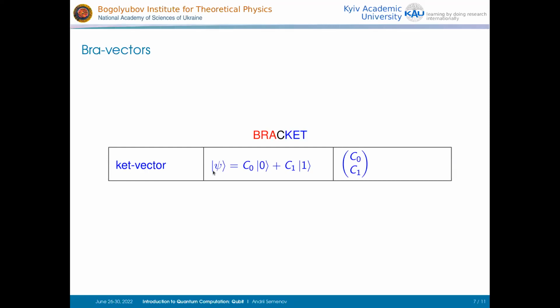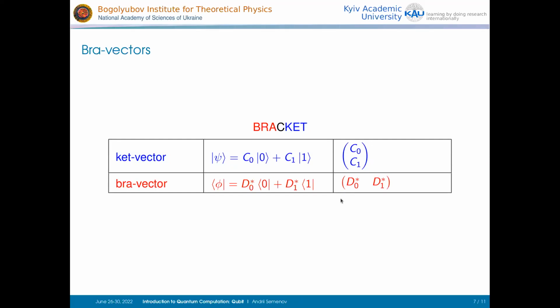So what we have? We have a ket vector. This is our designation, written like this, psi, and this can be written as a superposition with basis vectors, C0 |0> plus C1 |1>, or such a column vector C0, C1. When we have a column vector, we may have a row vector, and this row vector is actually what we call a bra vector. But this is not only the transposition of this vector.